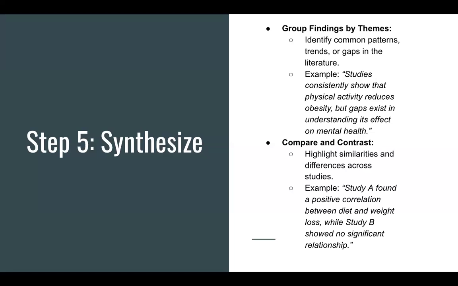You can also compare and contrast, highlighting similarities and differences across a variety of studies. So if study A found a positive correlation between diet and weight loss, but study B showed no significant relationship, you can compare and contrast that in your literature review and say how there's varying and contrasting research.